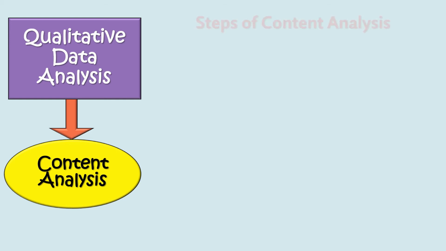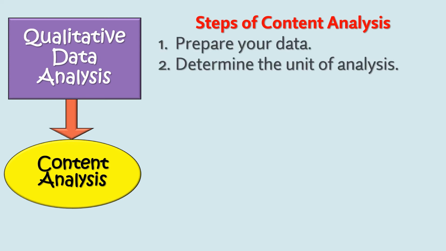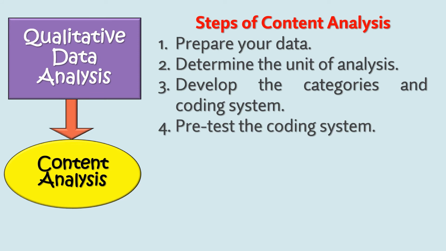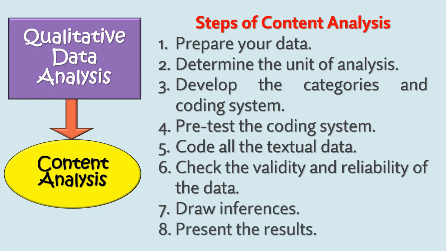The following are the different steps of content analysis. First, prepare your data. Then, determine the unit of analysis. Develop the categories and coding system. Afterwards, pre-test the coding system. Then, code all the textual data. Check the validity and reliability of the data. Draw inferences. And present the results.